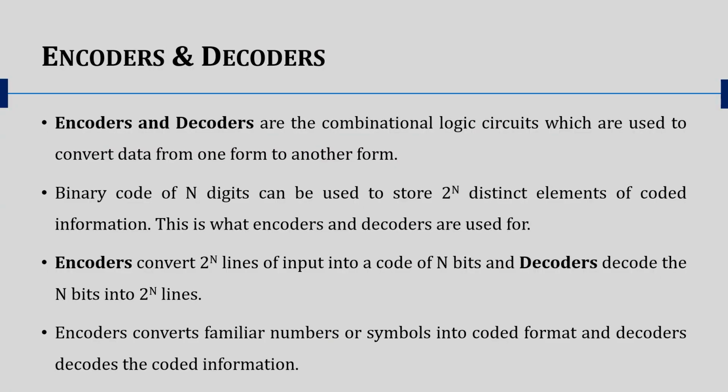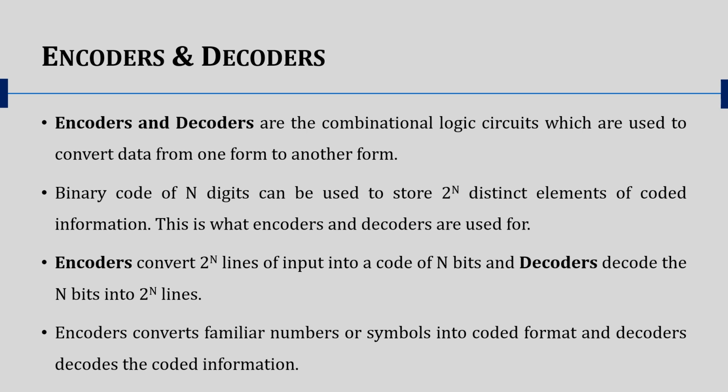Encoders and decoders are the combinational logic circuits which are used to convert data from one form to another form. A binary code of n digits can be used to store 2 raised to n distinct elements of coded information. This is what encoders and decoders are used for, converting the data from one format to another format.